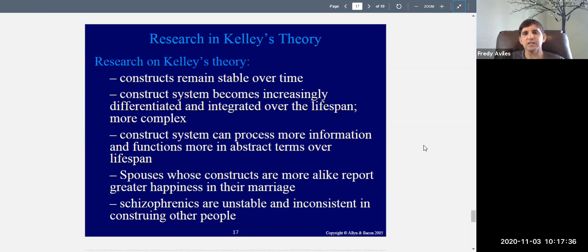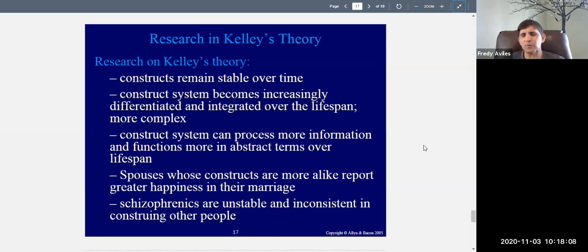But once we get to a certain age, once we become adults and we have our personality pretty well developed, our thinking doesn't change too much. And that's not a good thing, by the way, okay? The construct system becomes increasingly differentiated and integrated over the lifespan, more complex. As we do get older, we go from children to adolescents to adults. Yes, we learn new things, we have different experiences, and our construct system grows and becomes more complex, more differentiated over time. And it should continue to do this, okay, as we get older.